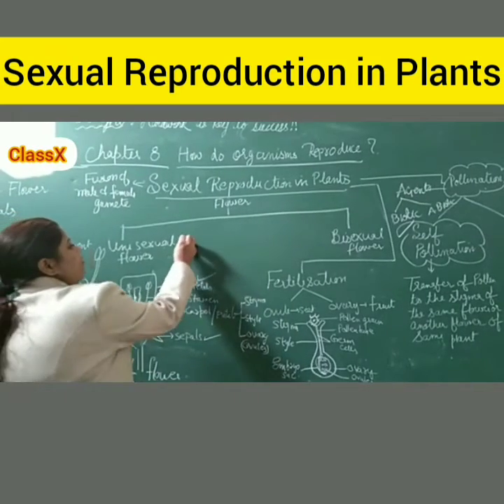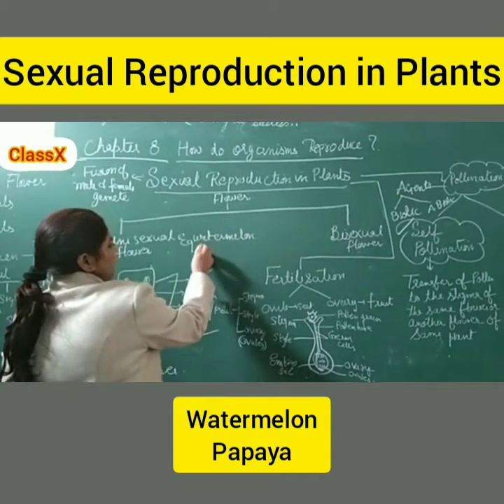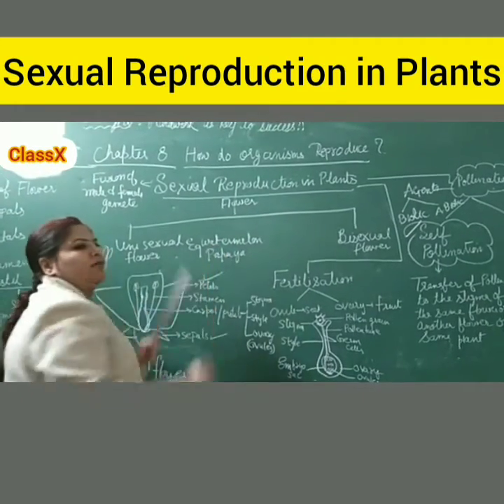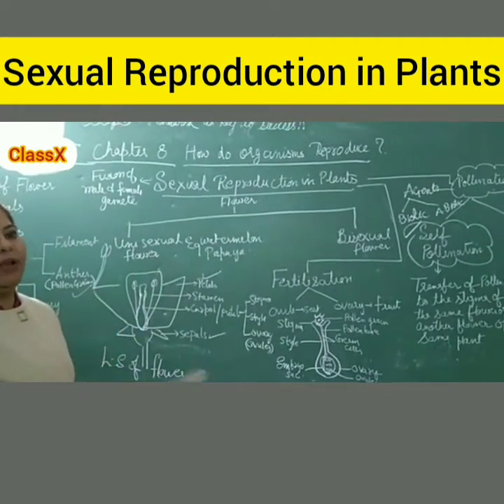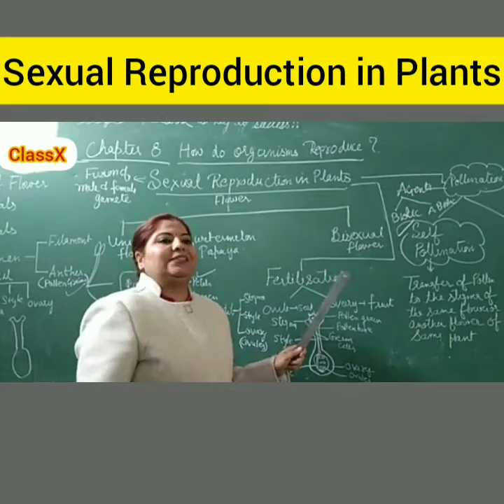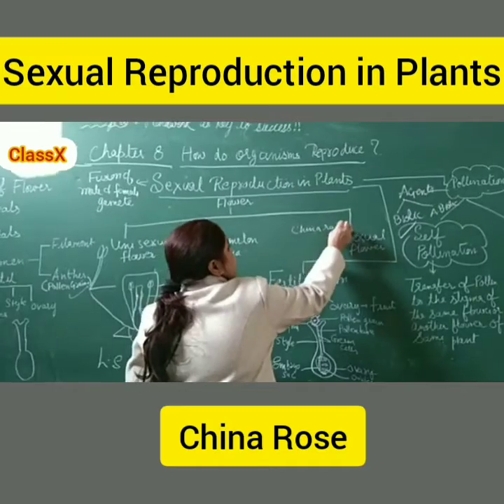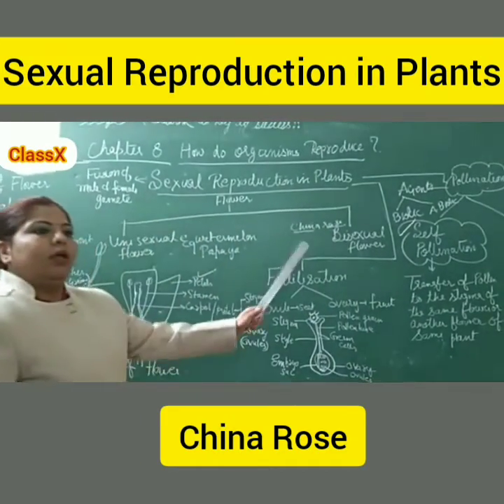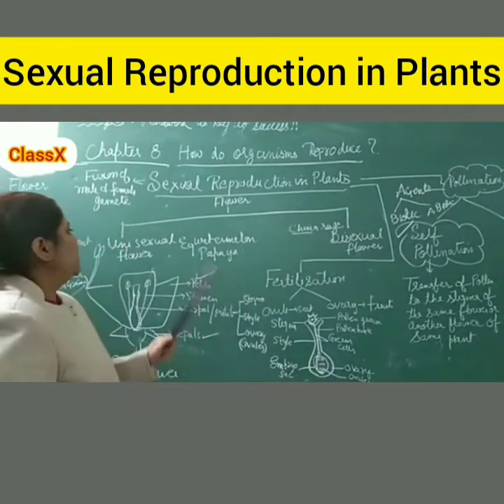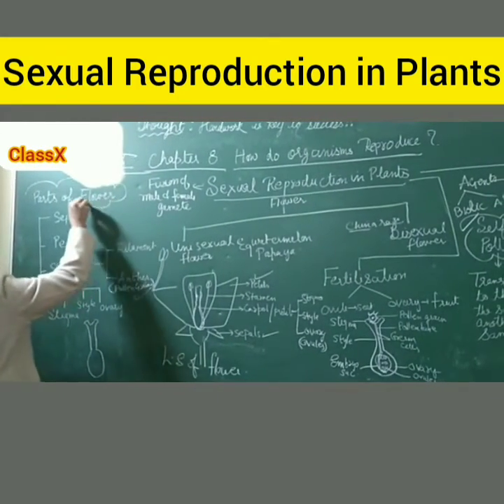Okay, for example, watermelon. The flowers of watermelon are unisexual. Then papaya is also a unisexual flower. Okay, so uni means one, either male gamete will be present or female gamete will be present. Bisexual flower means both the gametes will be present in the same flower. For example, China rose. China rose is a bisexual flower in which both male and female gamete are present in the same flower. Right.